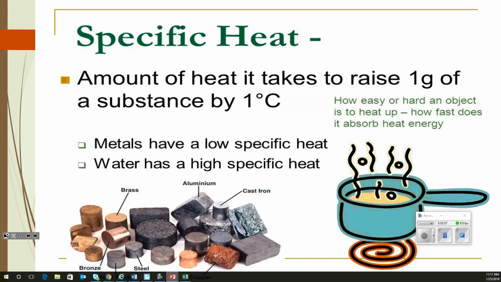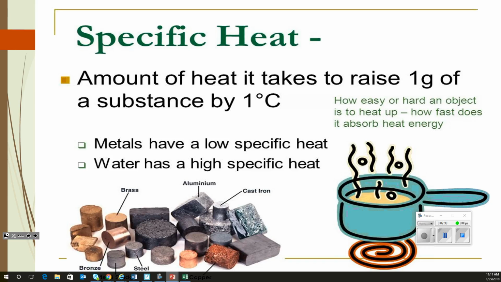Okay, so let's talk about specific heat. Specific heat is the amount of energy, or amount of heat, it takes to raise 1 gram of something 1 degree Celsius. By definition, that's what specific heat is. Metals tend to have lower specific heat because they get hotter faster. I don't have to put as much energy in and they get hot. Water has a very high specific heat, so when we go to our lab, it's going to take a while to heat that water up.